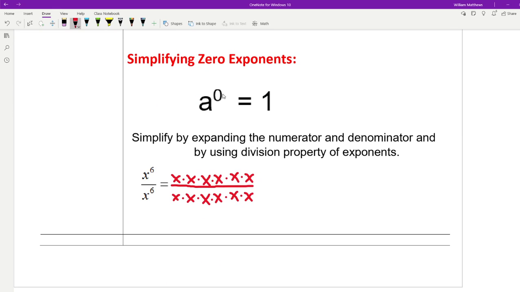Now to show the power to 0 rule, if I were to expand out x to the power of 6, both on the top and the bottom of my fraction, I would have a situation where I can show each one of these canceling out, each one of these becoming a value of 1, which then would leave me with 1. All of them cancel out in the sense that they become a value of 1 multiplied, ending up with 1.